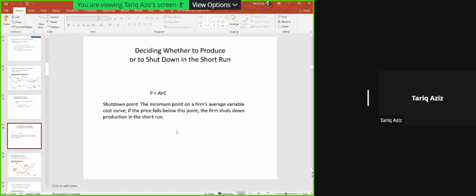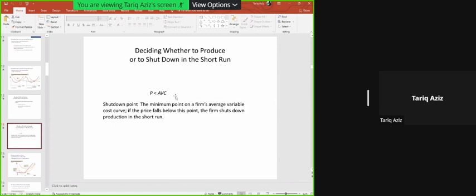So we can ignore the fixed cost component because for running a factory, if we are not able to make payment to the labor, if we are not able to make payment for the raw material, that is variable cost. So raw material and labor, these are variable costs. So prices should be in such a manner that we should be able to pay for the variable cost, for example, raw material and labor.